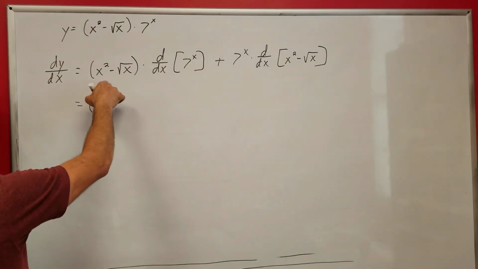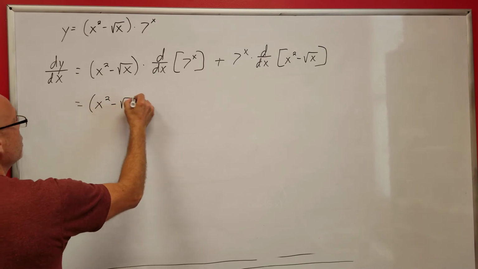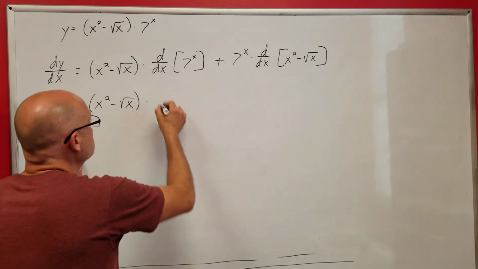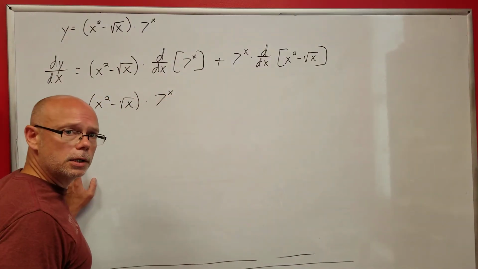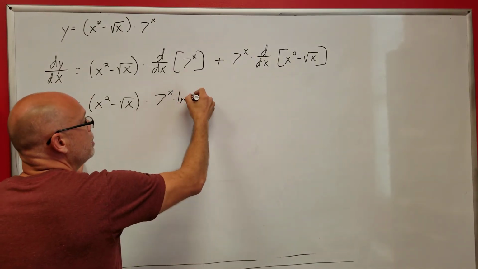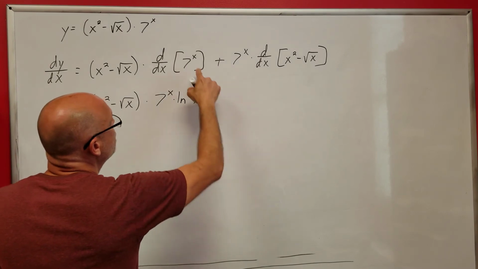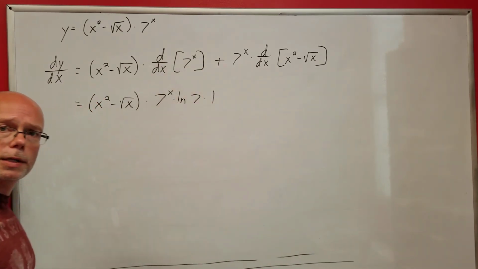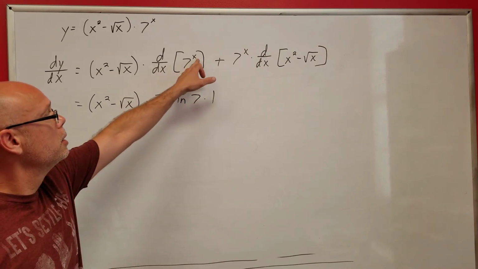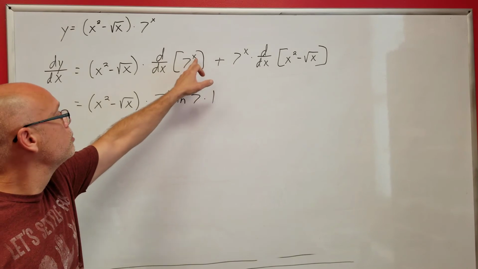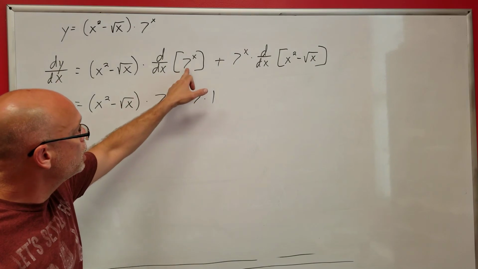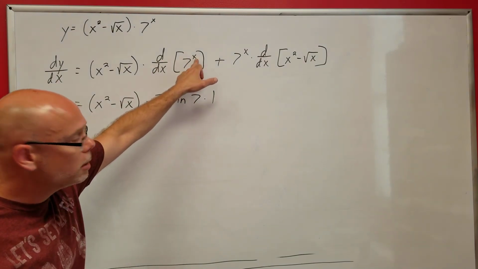Well, this part right here comes down: x squared minus square root of x. How about this? What was that rule for taking the derivative of 7 to the x? Rewrite it as 7 to the x, or just copy that down, times what? The natural log of the base 7 times the derivative of the exponent, which is just 1 in this case. Again, how do we do that? If we have a number to a variable exponent we're taking a derivative of, copy down this exact expression times the natural log of that old base times the derivative of the exponent.